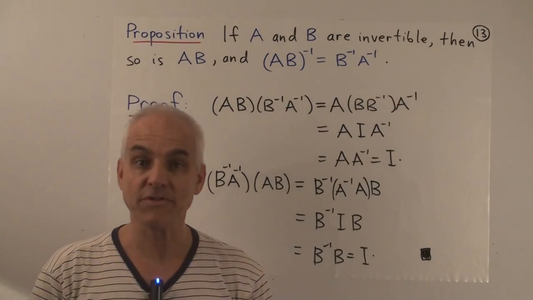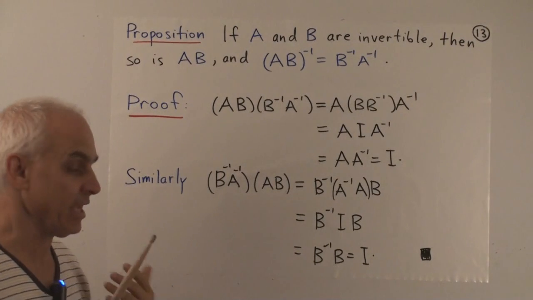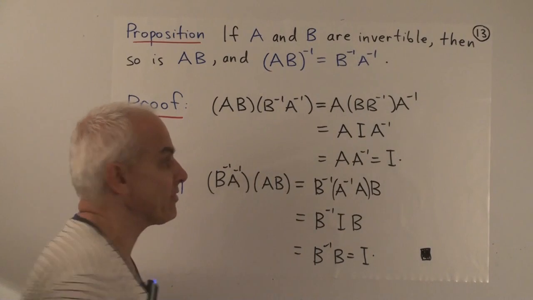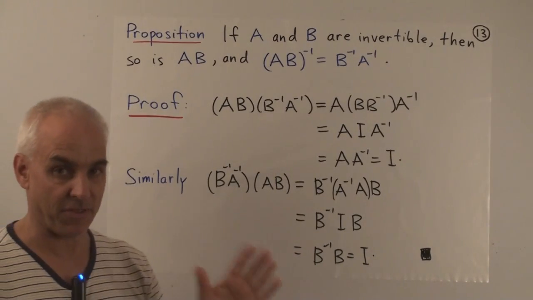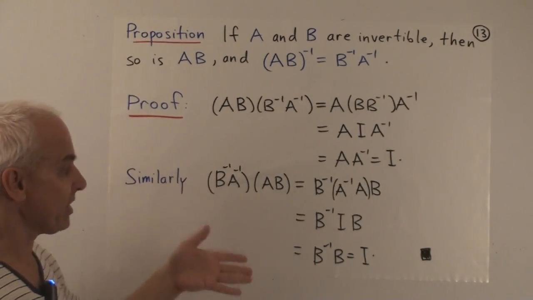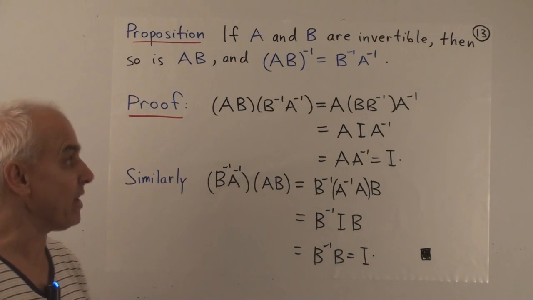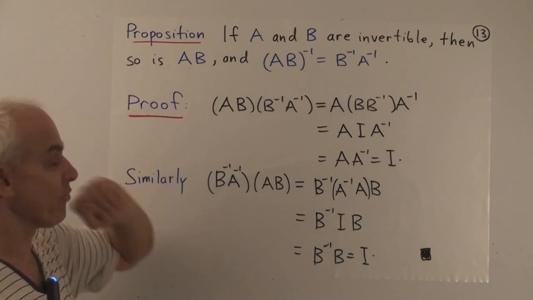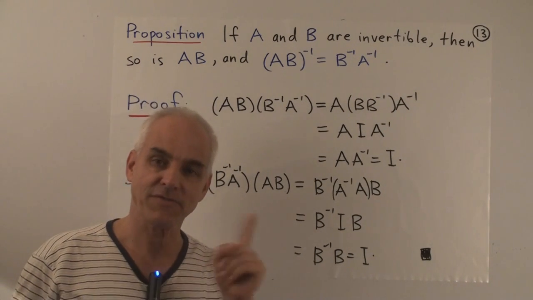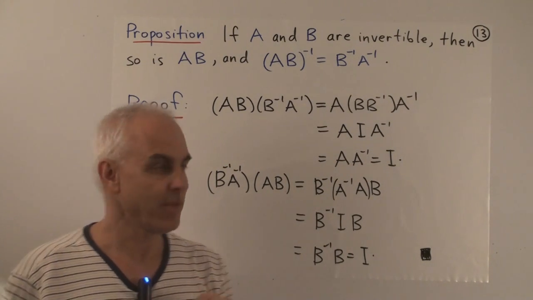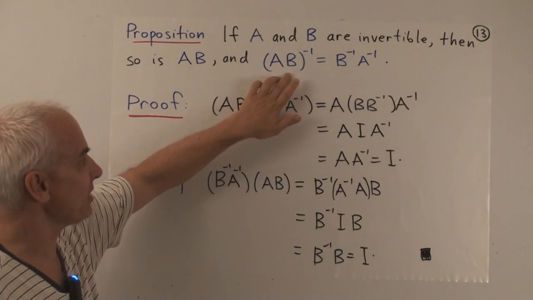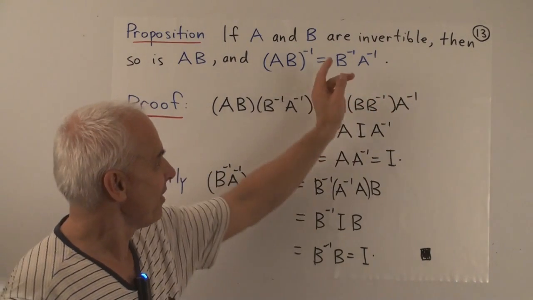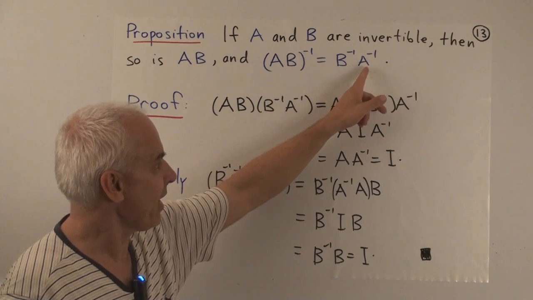All right, here is a very useful proposition when dealing with inverses of matrices. It says that if A and B are invertible matrices, and we're restricting ourselves to the 3 by 3 case here, but the argument is in fact quite general and works for higher dimensions too, and also for the 2 by 2 case, then so is the product AB. So the product of two invertible matrices is also invertible. And furthermore, the inverse of the product is the product of the inverses, but with a little bit of a twist. The B inverse has to come first, and then the A inverse.